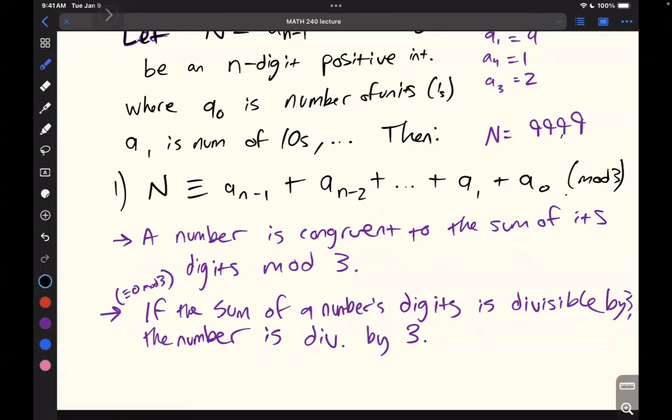I wish I'd left more room. The second case of this theorem is we just replace a 9 with a 3, where it says the same sort of thing: a number is congruent to the sum of its digits mod 9. And if the sum of digits is divisible by 9, the number itself is divisible by 9. So what holds mod 3 holds the same way mod 9.